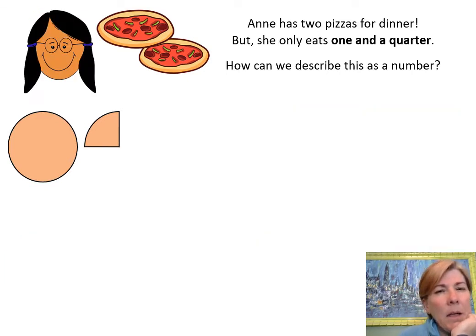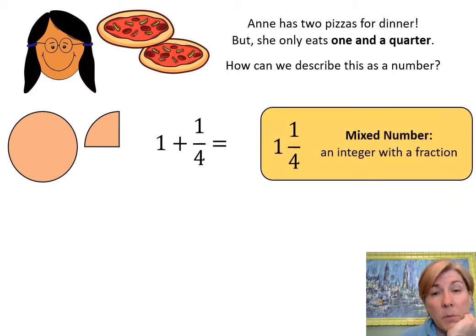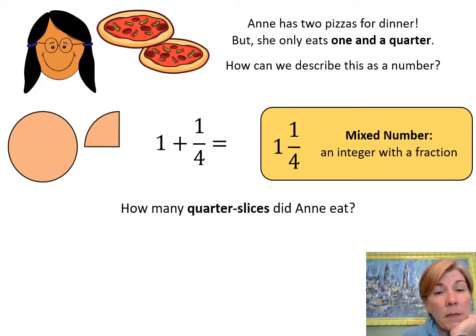Annie here has 2 pizzas for dinner, but she only eats 1 whole pizza, which is a fair amount of pizza, and a quarter. So how can we describe this as a number? We can have 1 whole pizza and a quarter, which is our mixed number. Or we can think of it in terms of how many quarter slices Annie ate.